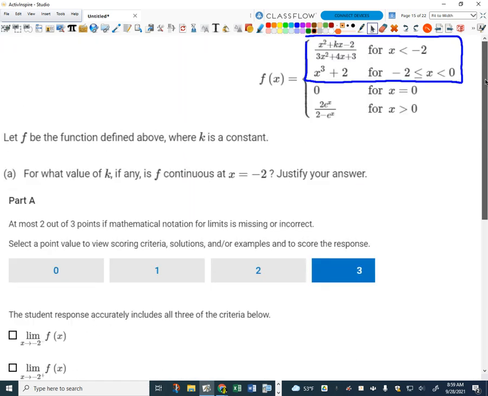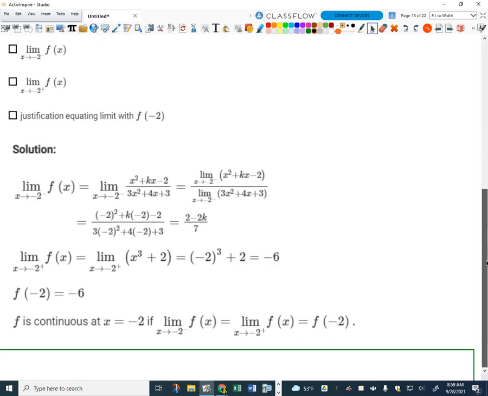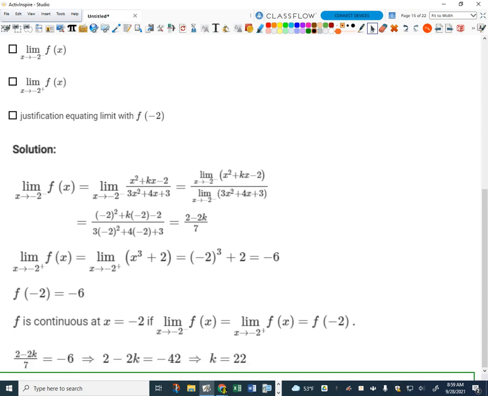Weren't we finding k? Isn't that the whole point of this thing? Okay, so they didn't actually do that, did they, in their solution? Oh, there it is down there. Okay, yeah.